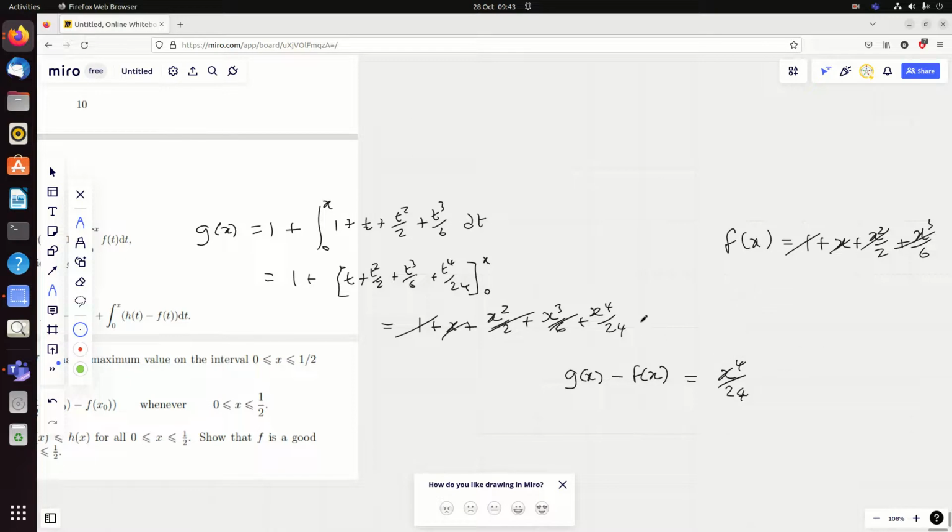Now, we've got to show that this is definitely less than or equal to 1 over 320. Now, remember, we're only doing this for 0 less than or equal to x, which is less than or equal to half. Now, we want to show that this value is definitely less than or equal to 1 over 320. Now, this is an increasing function. Yeah, you might want to just quickly make a note to the examiner. This is an increasing function.